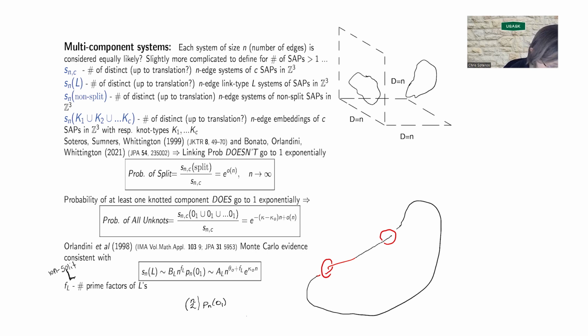But some recent numerical results by Orlandini et al., if you restrict yourself to fixed non-split link type, are consistent with the number of embeddings of that link type growing asymptotically like the number of unknots, times n to the F_L, where F_L is the number of prime factors in the link decomposition of L. And again, it's a similar kind of argument: you've got an unknot, and then either you could have a trefoil added, or a little piece added to make the link that's in your prime factorization. So this is also believed for non-split links. Okay, but again, not a lot can be proved.